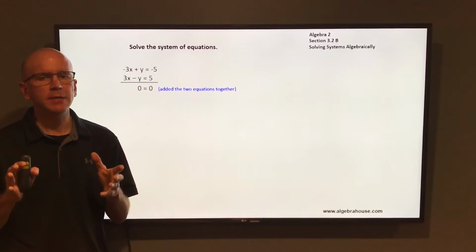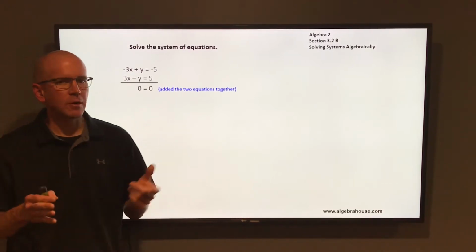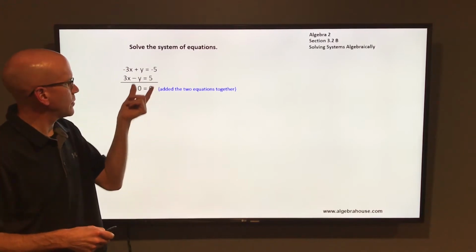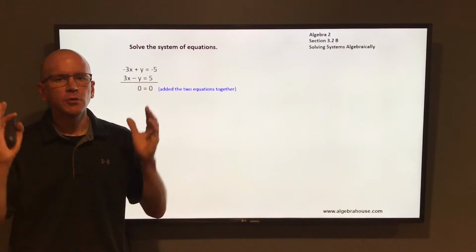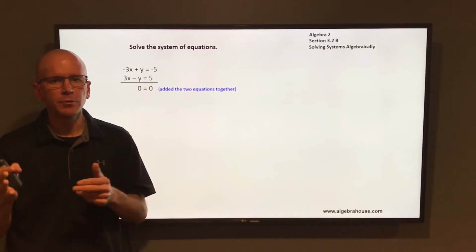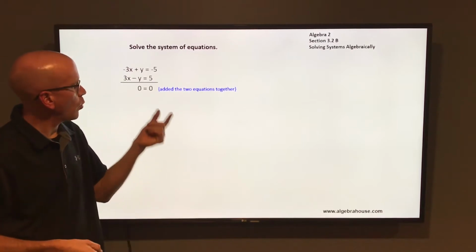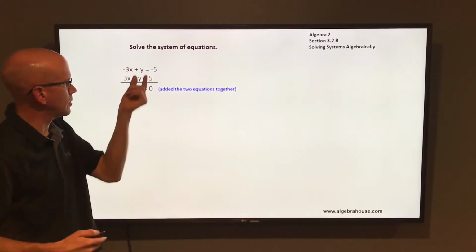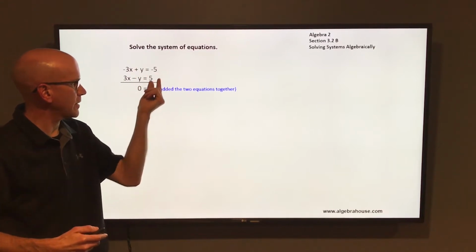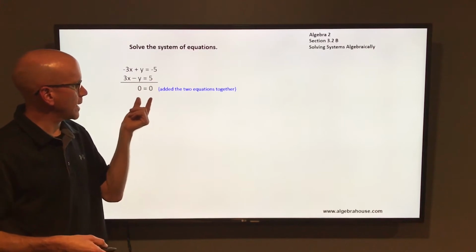Now here's a case where you do not panic. So your job is to solve for x and y. You add the two equations together and both variables disappear. Do not panic. It's one of two things. All you have to do is look at what you're left with when the variables disappear. So when we add these together, negative 3x and 3x is 0, negative y and y is 0, and negative 5 and 5, if you add those together, that's 0. What you look at is what you're left with.